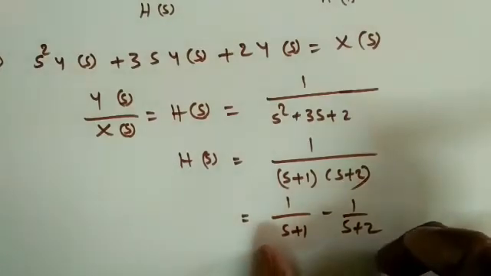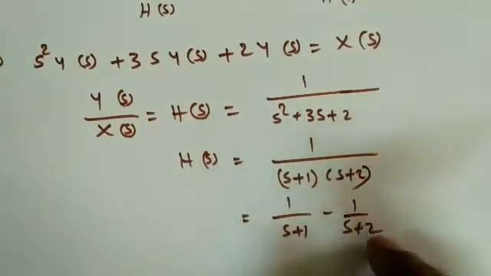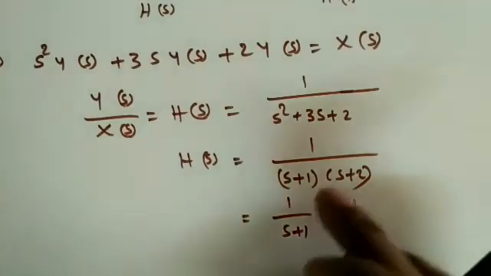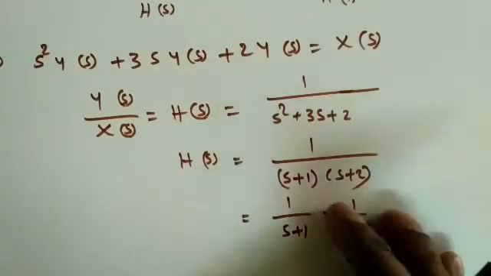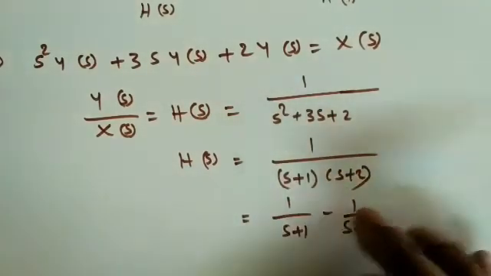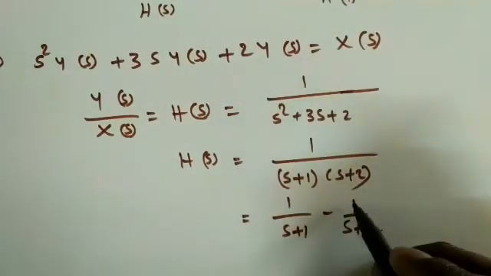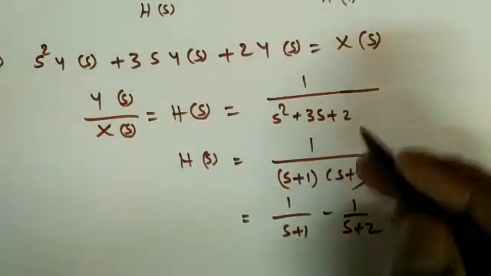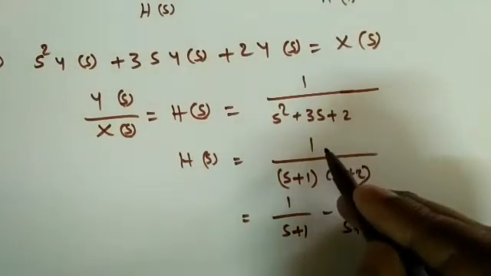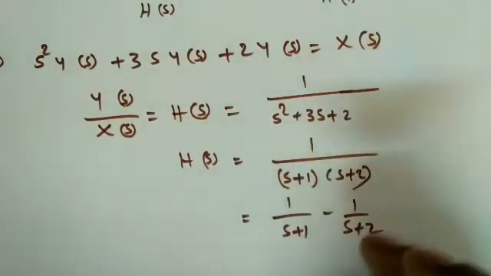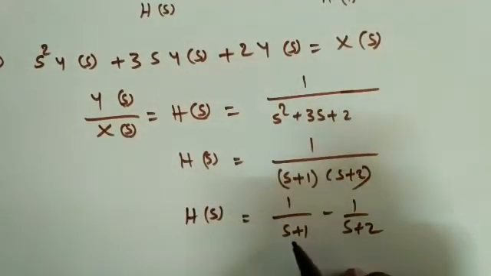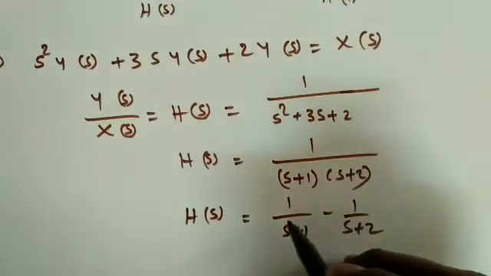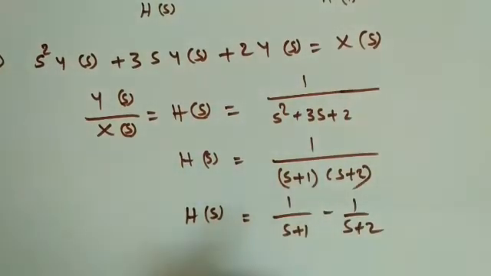So when you do so many problems, you may find that we can directly write it like this. We can take some arbitrary values, and to make 1 here, suppose you multiply with 2 here, then it will become 1 or something, right? So that comes by practice. Or you go with the standard procedure, A by s plus 1 plus B by s plus 2, finding A and B, you will get the same, right?